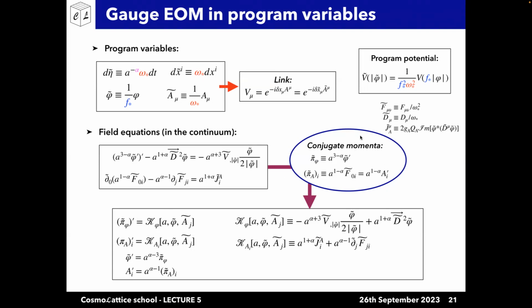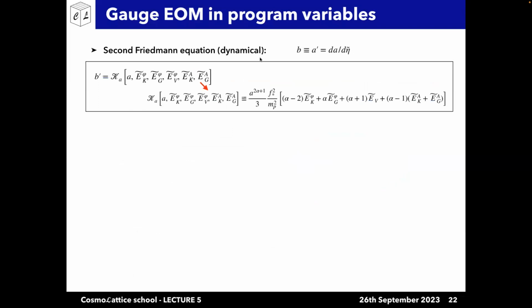And then in this way, with this transformation, you can write this system of equations as a set of four first order differential equations, where the kernels for the complex scalar and for the gauge field are written in this way. And then we can directly apply the evolution algorithms, like the velocity Verlet and staggered leapfrog. The same we can do for the second Friedmann equation.